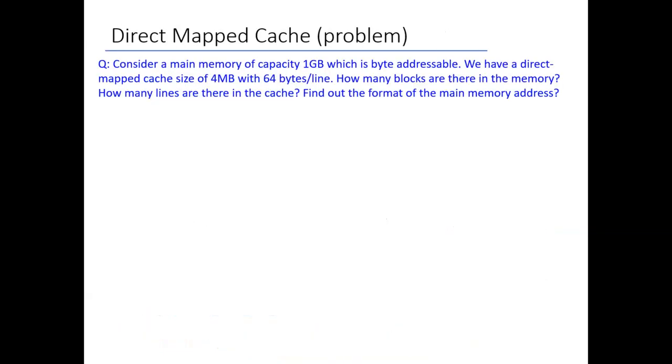Yes, Professor. Okay. Now this is our problem. Consider a main memory of capacity 1 gigabyte, which is byte addressable. We have a direct map cache of 4 MB with 64 bytes per line. How many blocks are there in memory? How many lines are there in the cache? And find out the format of the main memory block address.